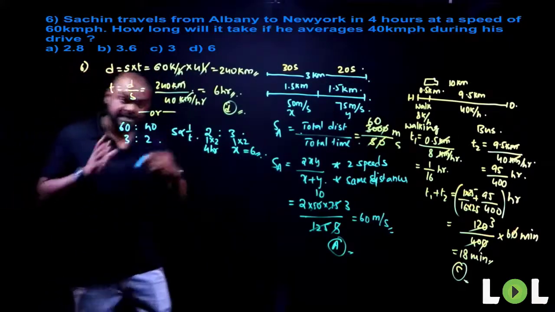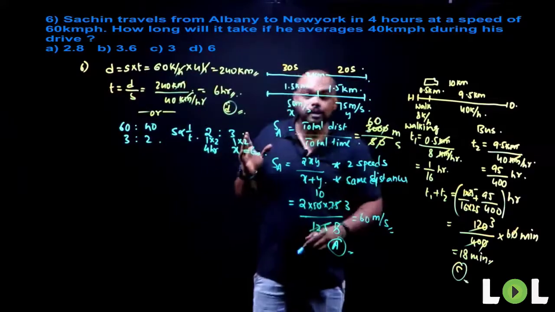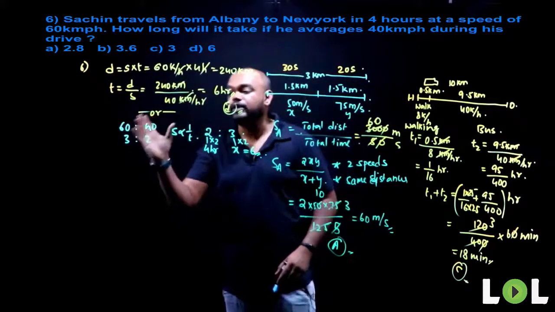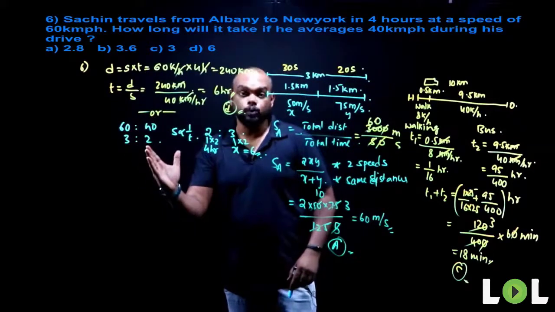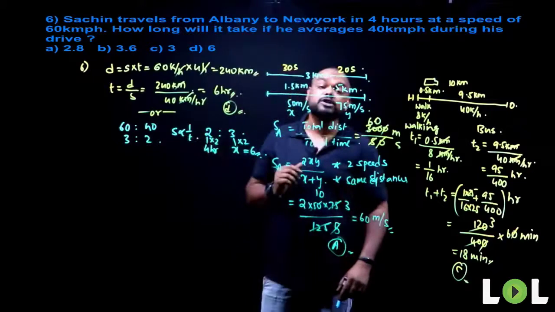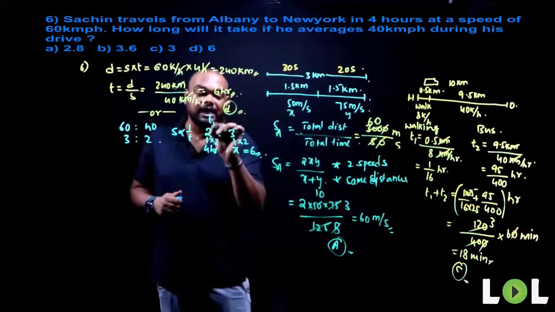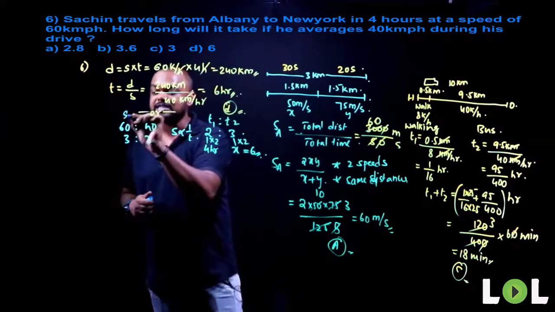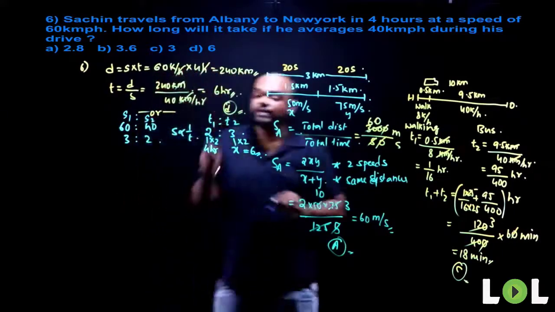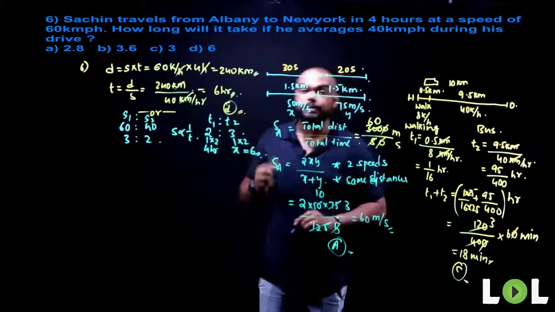I am repeating. Listen to this carefully. What is happening? Speed changed from 60 to 40. If you take the speed ratio here, 3 is to 2. And we know the speed is inversely proportional to time taken. So if this is the S1 is to S2 speed ratio, 3 is to 2, then the time ratio T1 is to T2 should change to 2 is to 3.